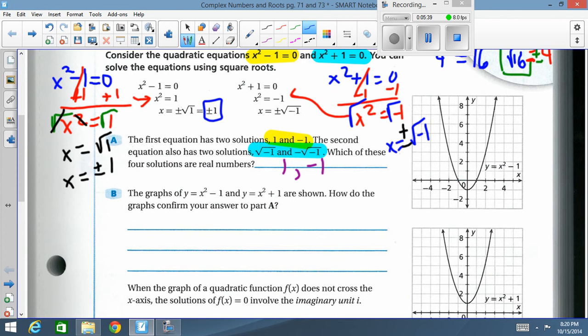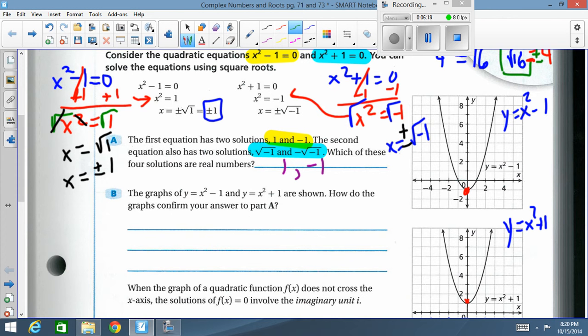Over on the side here, we have the graphs. This is the graph of y equals x squared minus 1. This down here is the graph of y equals x squared plus 1. How do the graphs confirm what we just decided in the first part? Well, of all the things that we talked about when we graphed parabolas, we talked about vertex. We talked about y-intercept, which happens to be the same thing on each of these. It also happens to be that vertex.